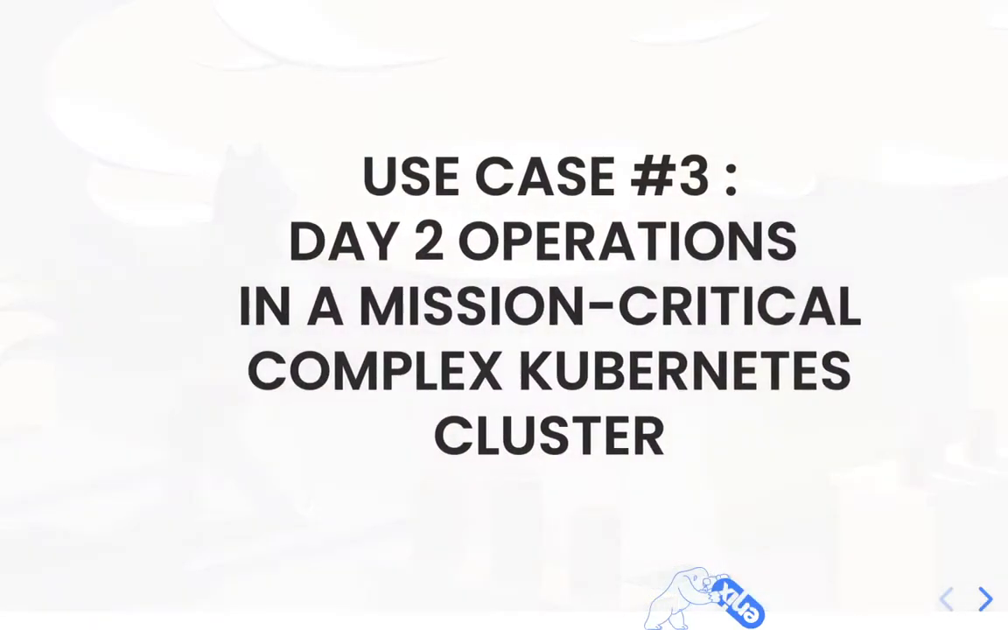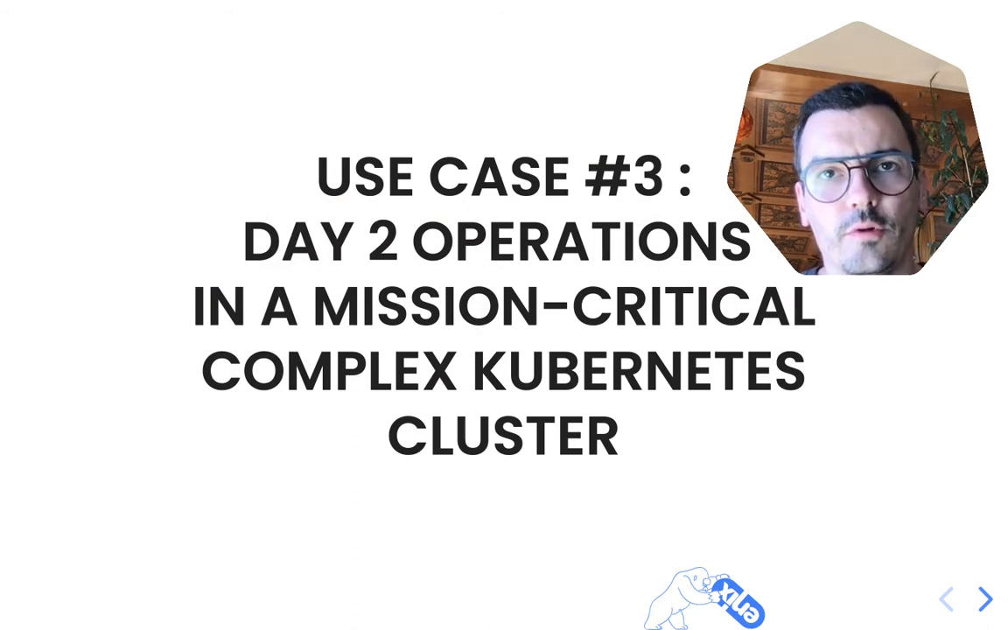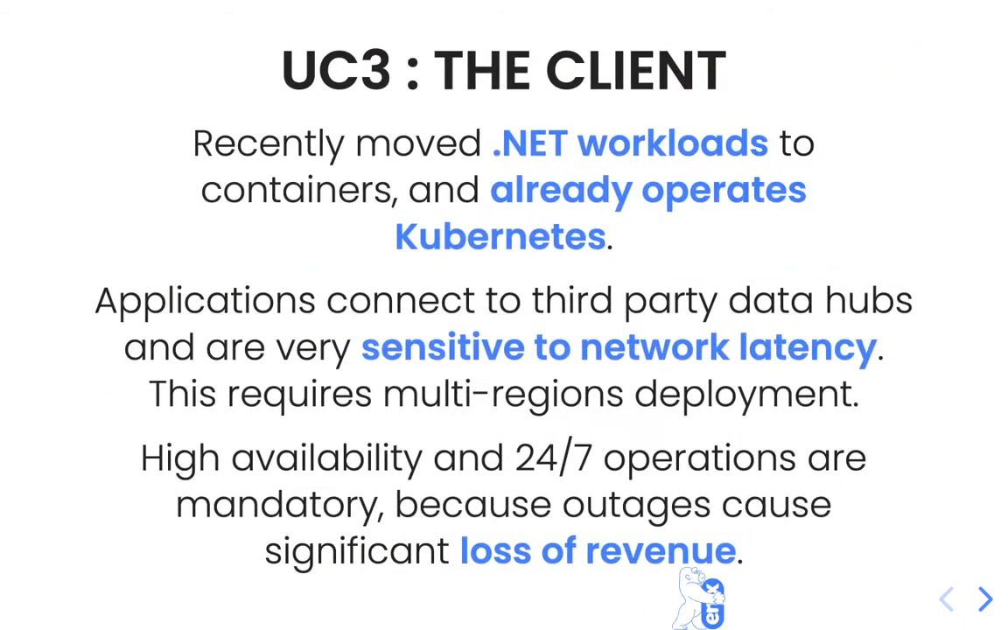Okay, let's talk about the third use case, which is about day 2 operations while dealing with complicated Kubernetes needs and environment. So the customer recently moved from .NET Framework to .NET Core in order to launch their software inside containers running on Linux. They were already operating Kubernetes, but they were dealing with their historical code, which was an application that was connecting to third data hubs, and which was pretty sensitive to network latency.